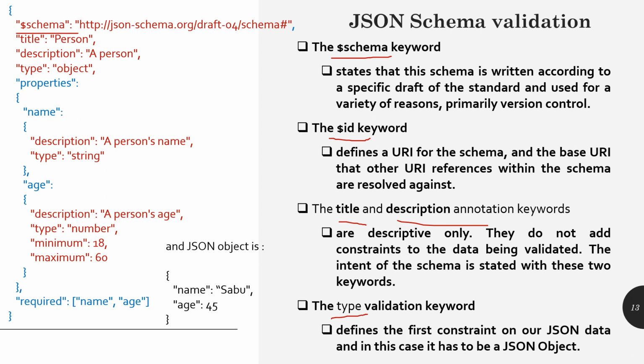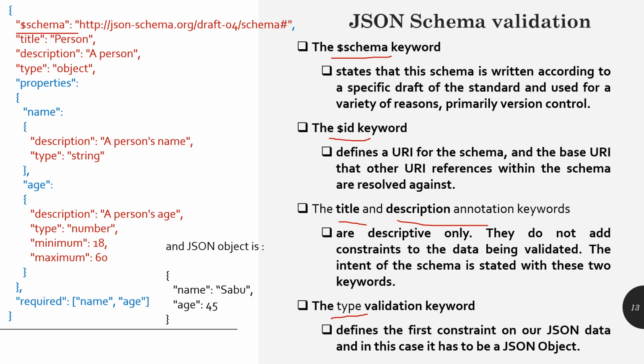Title and description, about title and description. The instance of schema is stated using title and description keywords. Type, using keyword, what type it is, that is what we specify. It defines the first constraint on our JSON data, and in this case it has to be a JSON object.